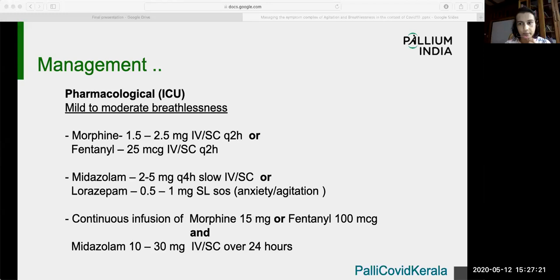The dosages that we have suggested are just suggestions or starting dosages. The doses could be changed according to the patient requirements, so decreased or increased according to the patient condition. And another thing to remember is that both these drugs can be given together. So morphine and midazolam can be combined together in a single syringe driver and administered.